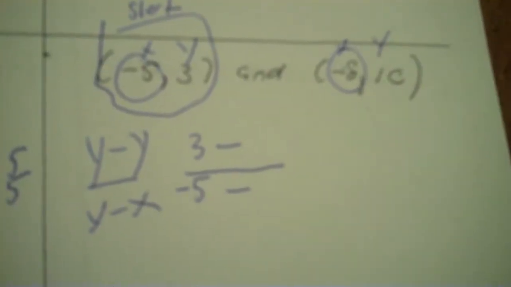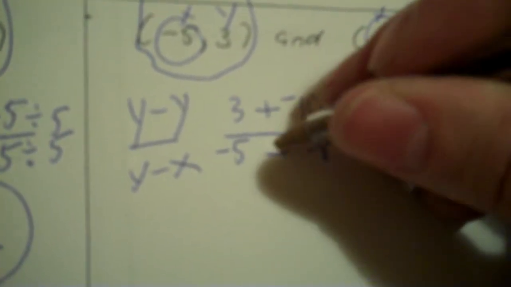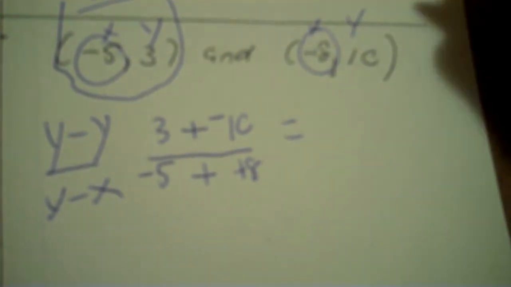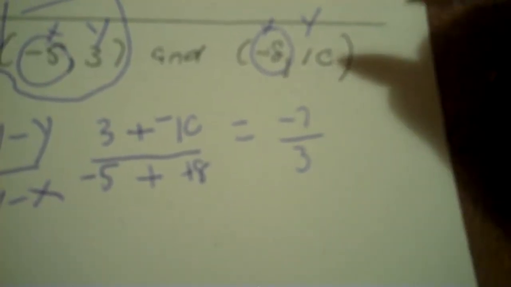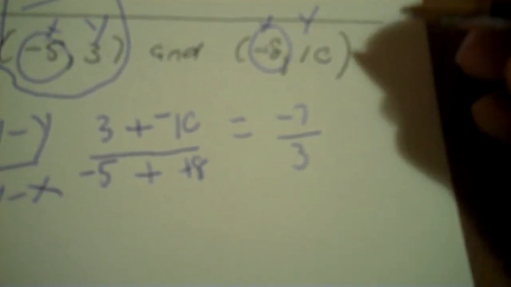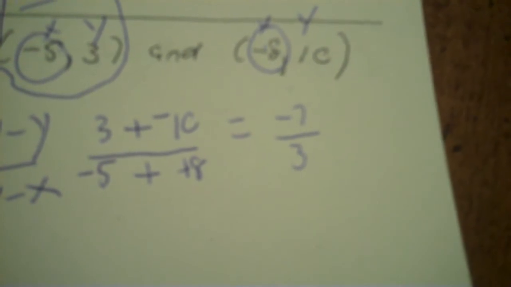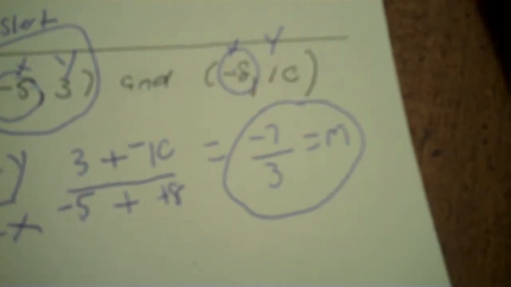Then after the minuses, we go to the other point. 10 on top, negative 8 on bottom. So plus negative, and then plus plus. Okay, 3 plus negative 10 is negative 7, and then negative 5 plus 8 is 3. Now if you look up these numbers on a multiplication table, 3 and 7 are only in the first row. So I don't need to divide by 1 because that would be the same thing. So negative 7 over 3 equals m.